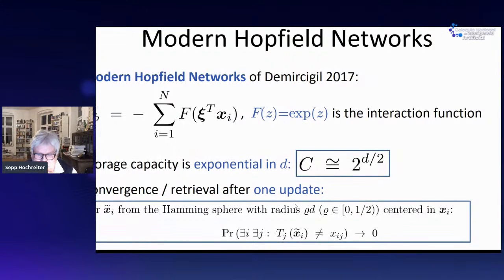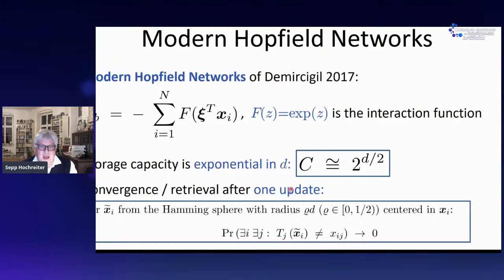These modern Hopfield networks were generalized by Demircigil in 2017. What they just did is, there's this interaction function, and Krotov used polynomials. They use the exponential function as interaction function. What they get is a storage capacity which is even exponential in the dimension of the patterns, the length of the patterns. Here, 2 to the power of D half.